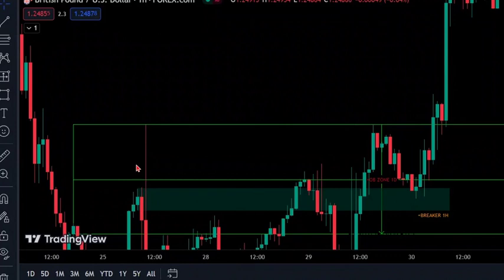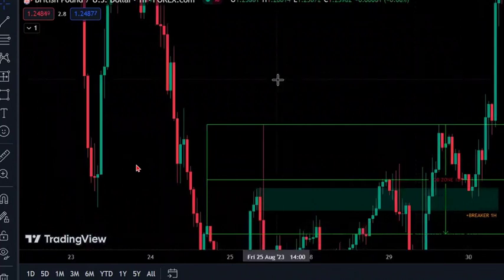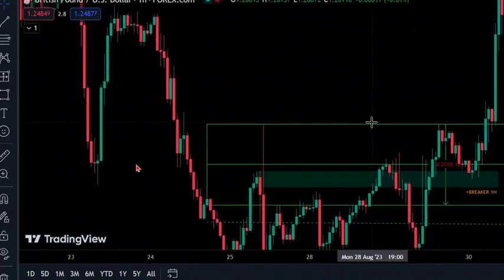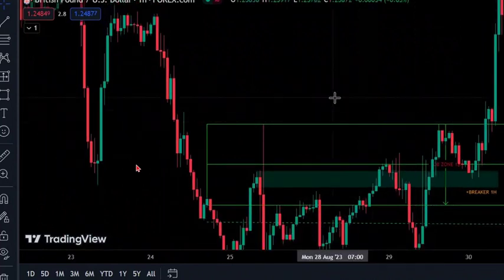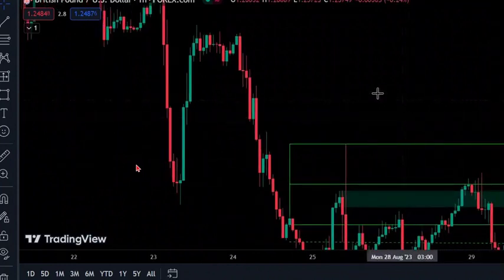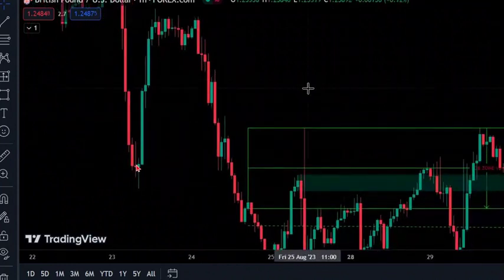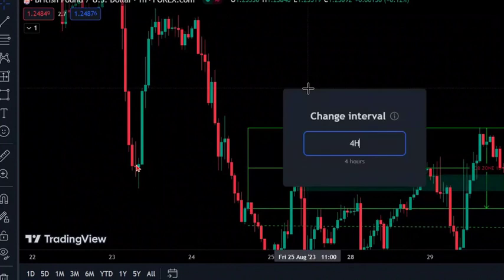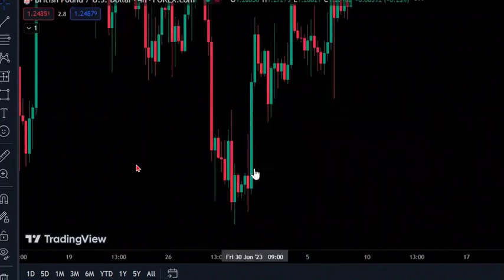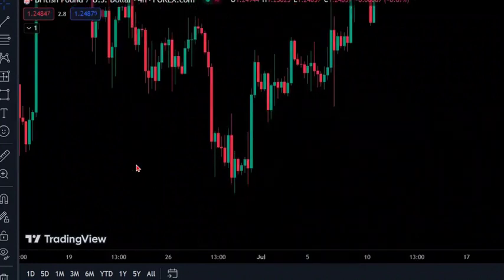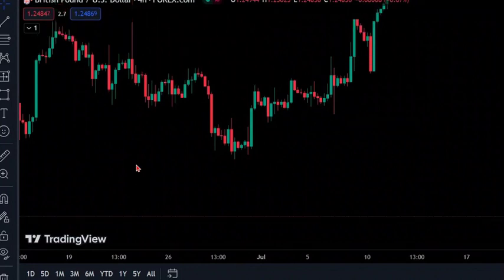Okay, so let's go back and find a propulsion block. Let's keep scrolling to the left, and then I'll let you go. What time zone are you on? 1 hour? Go to the 4 hour. It may look a little better on the 4 hour. Let's just keep scrolling to the left until you see a propulsion block, or what you think is a propulsion block.